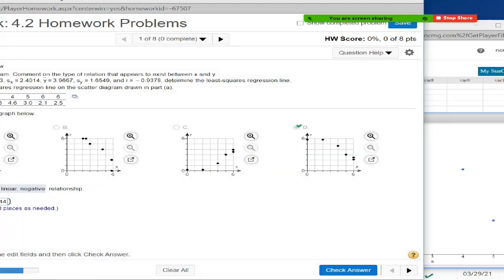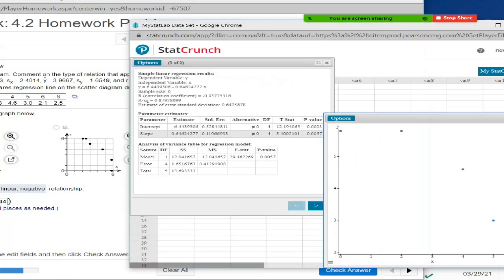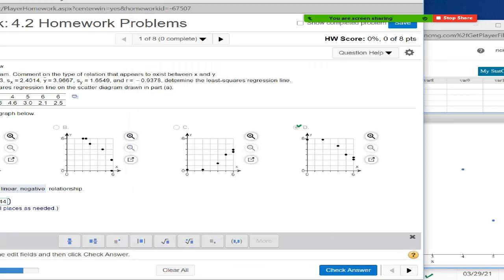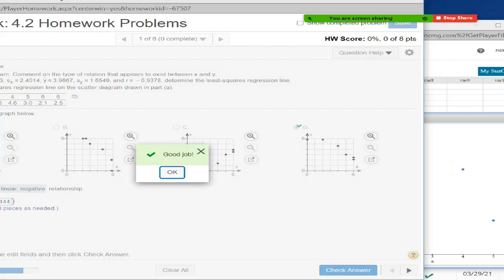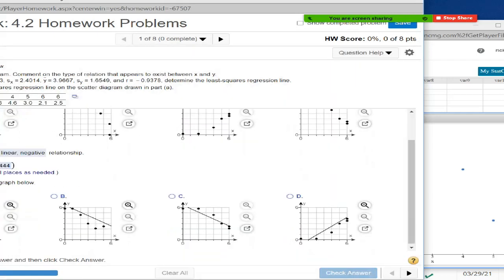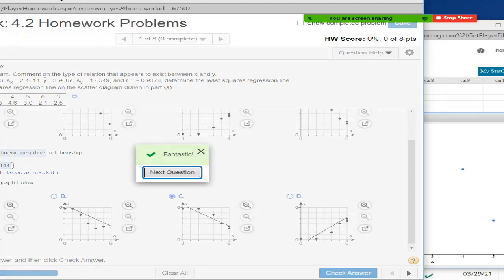Maybe I typed a digit wrong. Let me take a look at that again. 6.4439. Oh, it wants 3 decimal places, so that would be 6.444. I think I just need an extra 4 there. Yep. Okay, that was it. So we did scatter plots, we did correlation, and now we've done regression. And now you put this line of best fit on top of the graph of D, and you get the graph of C. And we're on to the next question.